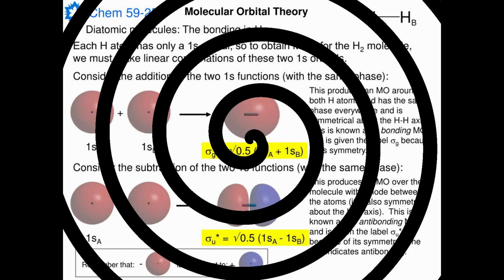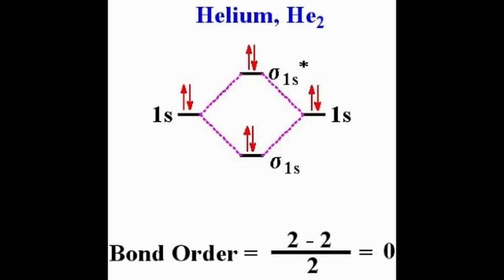Now let's look at helium. Each helium atom has a complete 1s orbital with 2 electrons each. In He2, these electrons fill both the bonding sigma 1s and anti-bonding sigma star 1s orbitals, cancelling each other out. The bond order of He2 is 0, making it unstable. So He2 doesn't exist under normal conditions.